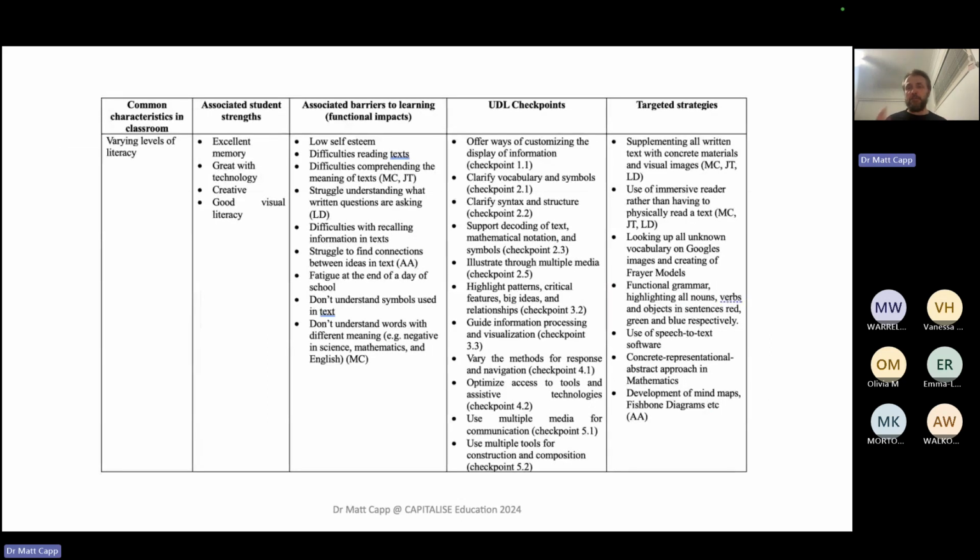Once again, thinking about the NCCD with those targeted strategies, we can then use initials of our students with disability to show the federal government that we've identified our students' barriers to the learning process and targeted strategies to overcome them.